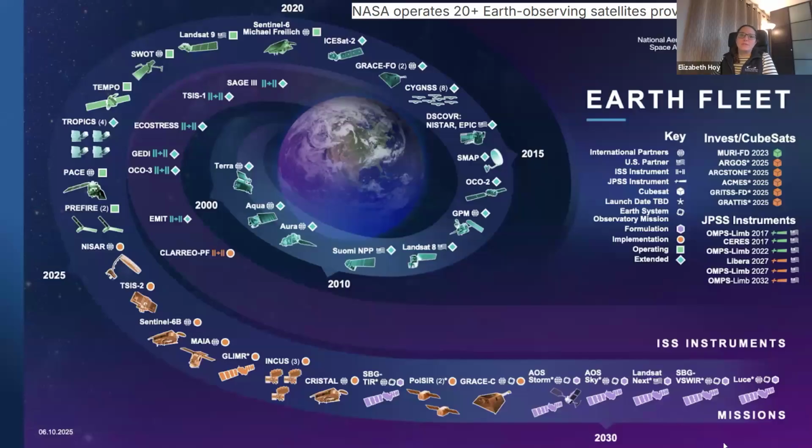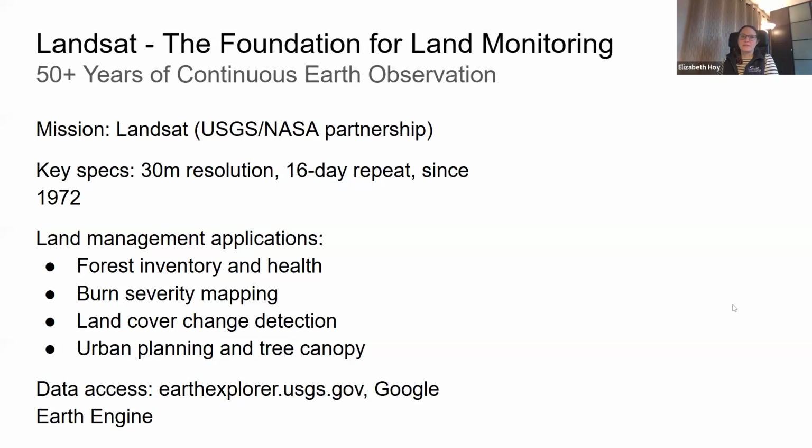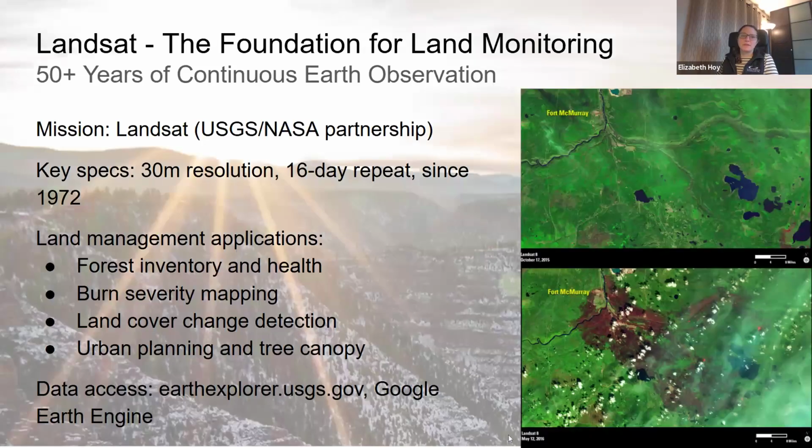So just to give you an overview, NASA is operating 20 plus Earth observing satellites providing free open data. And this is in partnership with other agencies as well, so it's not just all NASA data sets. It's with NOAA and with other groups as well. You can see we're looking at many parts of the Earth system with these different satellite data sets. And just to go through a few of them, which you may already be aware of, I won't take too long.